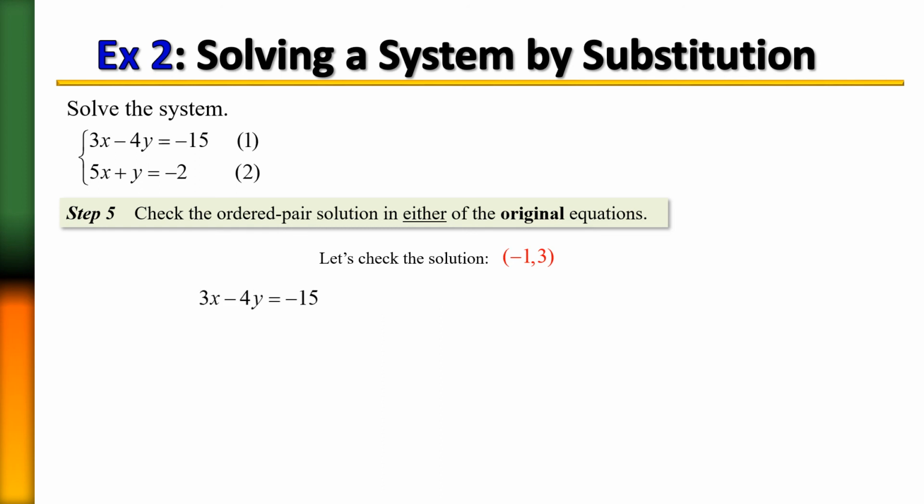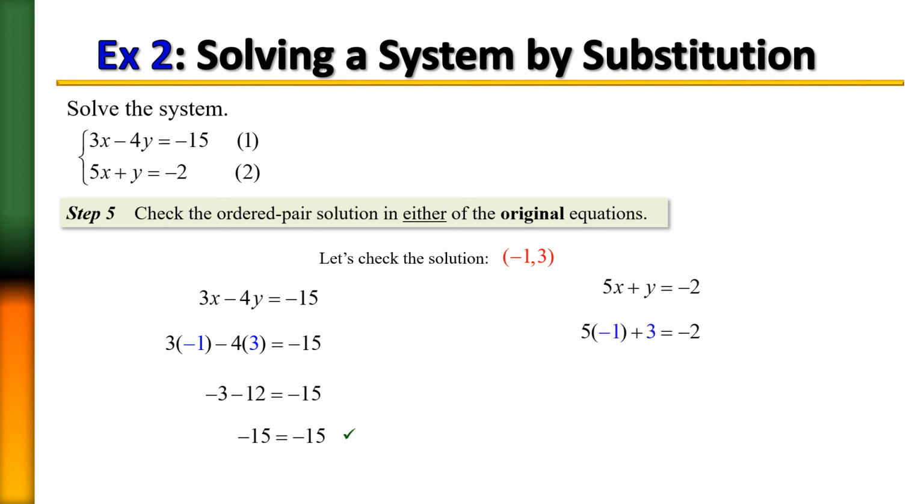And so plugging in that ordered pair into the first equation, it does check out. And also plugging it into the second equation, it checks out as well. So therefore, yes, -1, 3 is the solution to the system of equations.